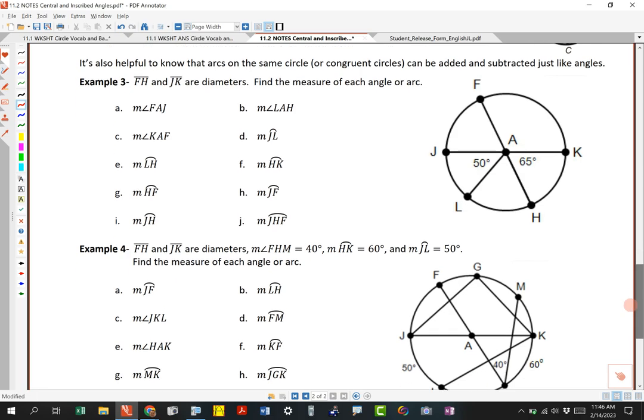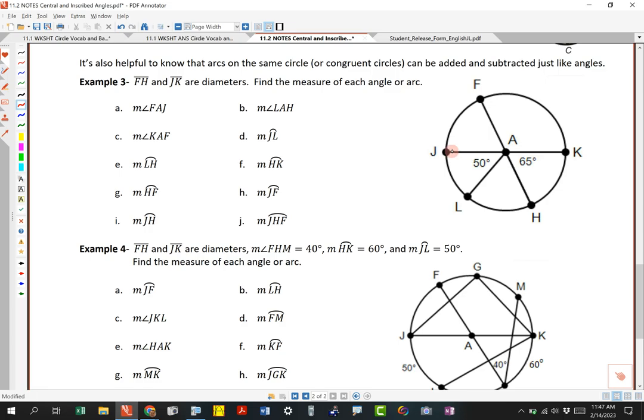Take a look at this. You can add and subtract angles on circles and arcs just like you can with other regular angles. So let's take a look at this. It's got some important information. FH and JK are diameters. So that's a diameter and that's a diameter. And it says find the measure of each arc or angle.